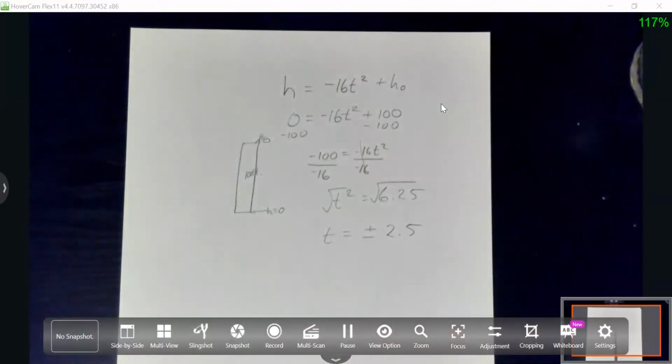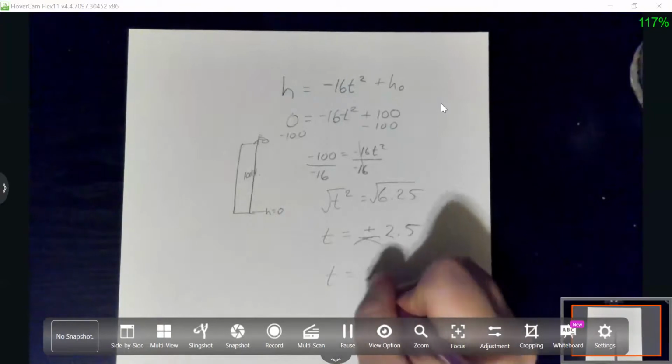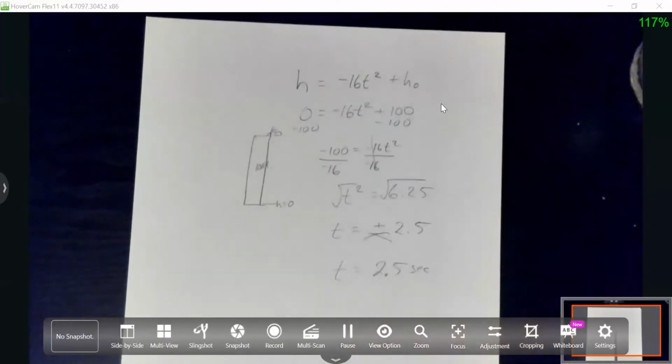Now, one of these answers does not make any sense. This is the time since you dropped it. It doesn't make any sense for the ball to hit the ground before you let go of the ball. So our negative answer makes no sense. Our time would be 2.5 seconds. So it'd only take that ball about 2.5 seconds to hit the ground if we dropped it off a 100-foot tall building. So this is our first example of this.